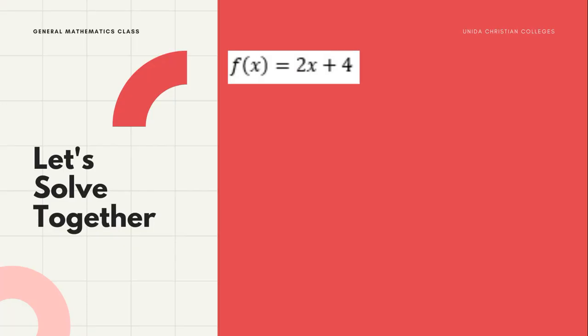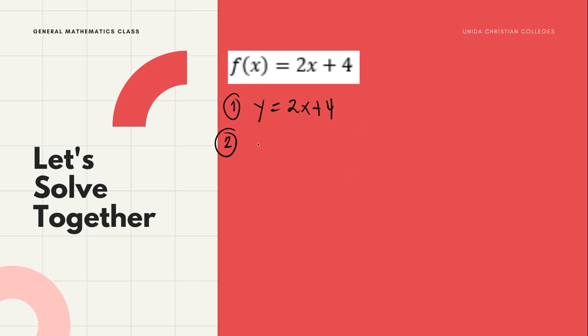Okay, for the given function, we have 2x plus 4. So, step number 1. Ano sabi sa step number 1? Ano sabi? You will replace f of x by y. So, itong f of x na yan, palitan mo ng y. So, we have y is equal to 2x plus 4. Okay? Step number 2. You will interchange x and y. So, lahat ng x na nakikita mo sa equation, papalitan mo ng y. Lahat ng y na nakikita mo sa equation, papalitan mo ng x.